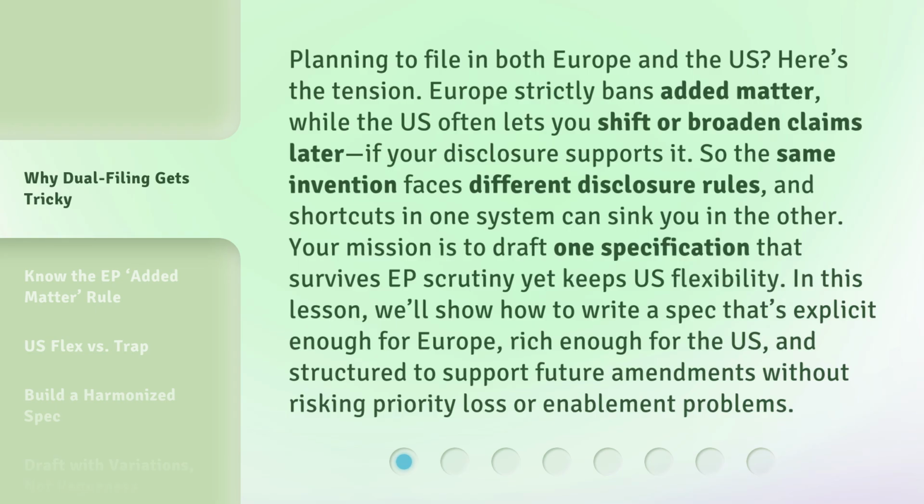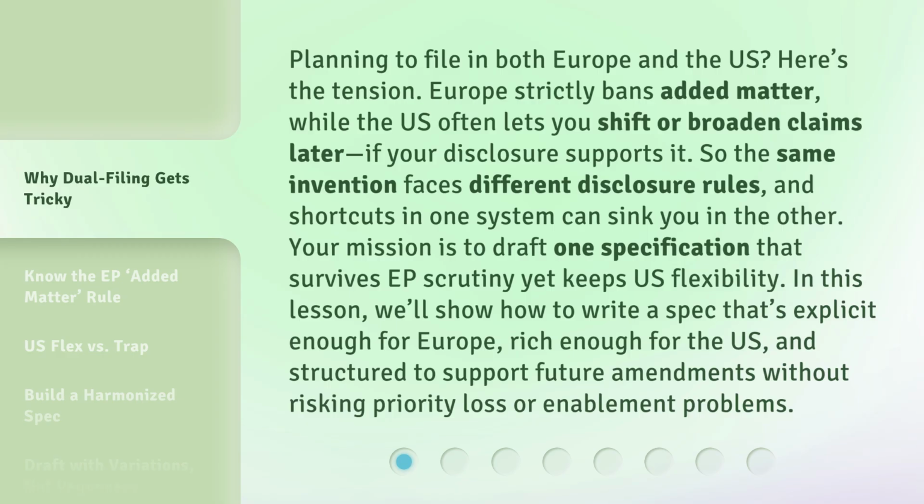Planning to file in both Europe and the US? Here's the tension. Europe strictly bans added matter, while the US often lets you shift or broaden claims later if your disclosure supports it. So the same invention faces different disclosure rules, and shortcuts in one system can sink you in the other. Your mission is to draft one specification that survives EP scrutiny, yet keeps US flexibility.